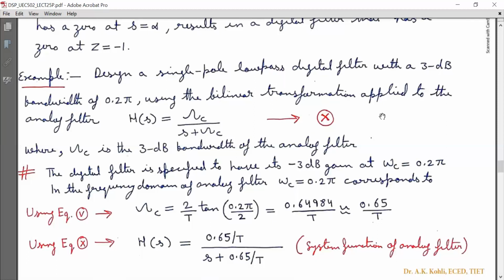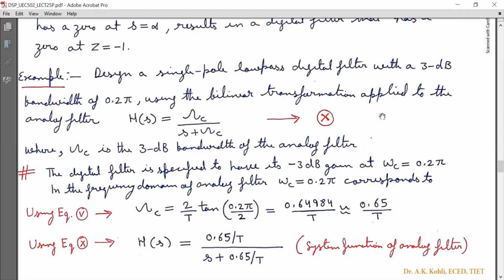That is, design a single pole low pass digital filter with a 3 dB bandwidth of 0.2 pi using the bilinear transformation applied to the analog filter H(s) = Omega_c/(s + Omega_c). Mark it as equation X, where capital Omega_c is the 3 dB bandwidth of the analog filter. Now in this question, the digital filter is specified to have its minus 3 dB gain at small omega_c equal to 0.2 pi. Small omega_c is the cutoff angular frequency in the discrete domain.